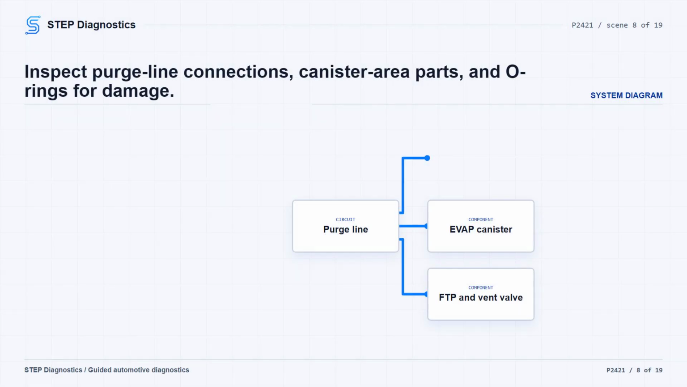After the vent hose check, inspect the EVAP canister purge line between the EVAP canister purge valve and the EVAP canister. Look for poor connections or damage. At the same time, check the EVAP canister, the FTP sensor, the EVAP canister vent shut valve, and the O-rings for damage. The expected condition is good connections and no damage. If this visual inspection is abnormal, the problem is in the parts on the EVAP canister purge line.